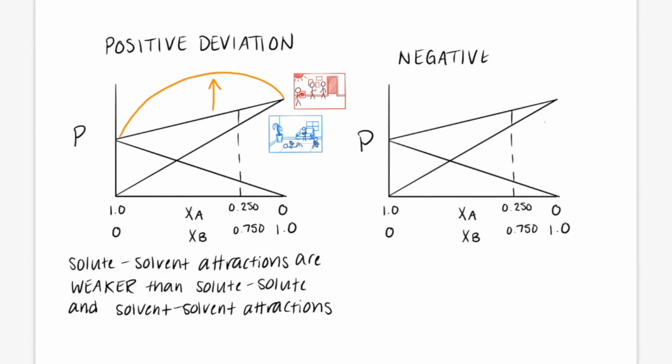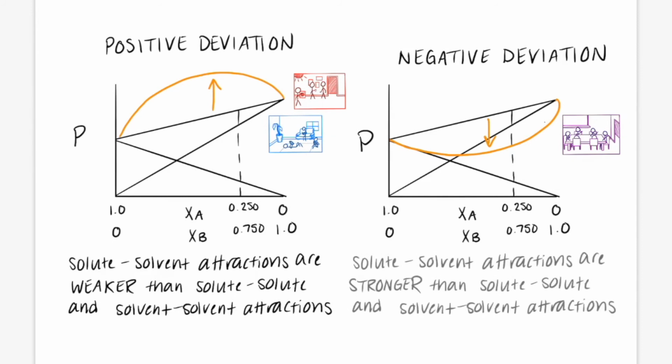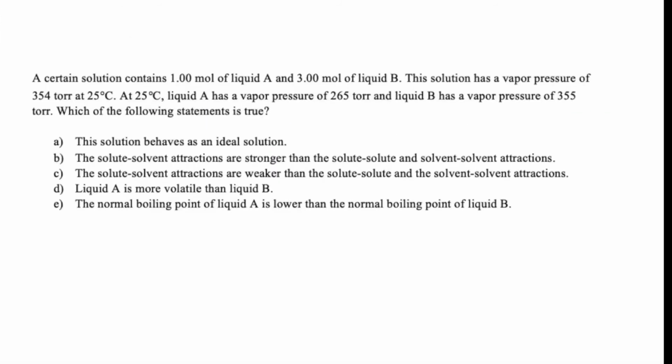Negative deviation occurs when the introverts and extroverts mingle. They cause the solution's actual VP to decrease. Thus, solute-solvent attractions are stronger than the solute-solute and solvent-solvent attractions. Because we know all of this, answer choice C is correct.